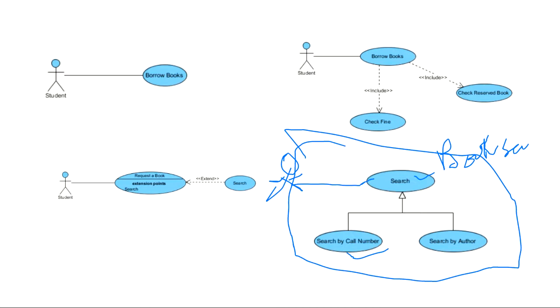Then there will be a full stop. The next statement will say to search a book, he may call by number or he may search by the author. Just this will be written. So with this statement only you have to identify that he is talking about generalization or inheritance, that to search he may use either call number or author. With practice you will get it, no issues.